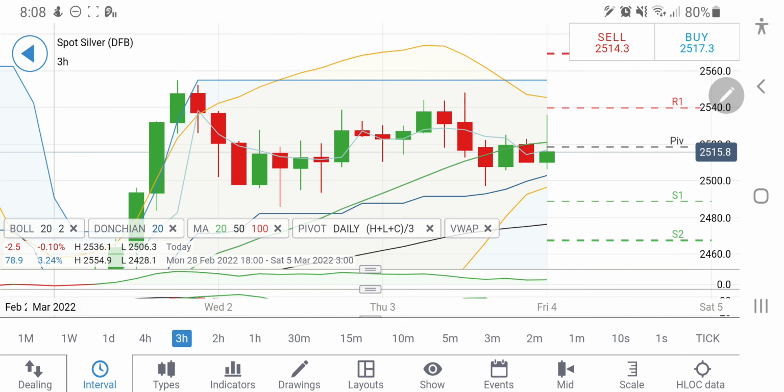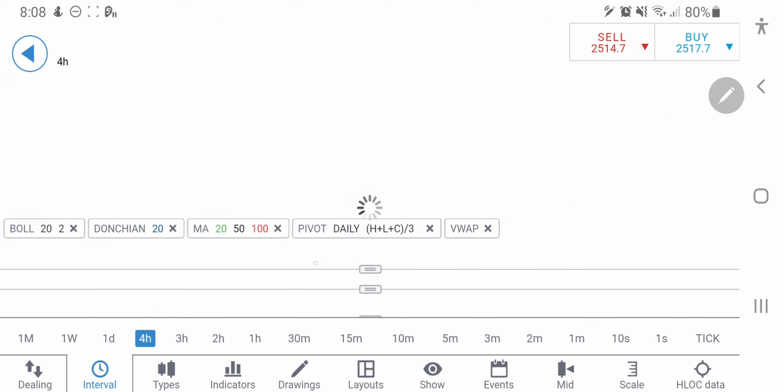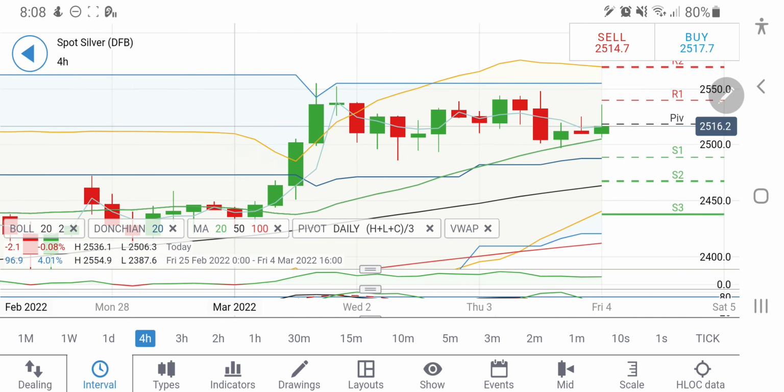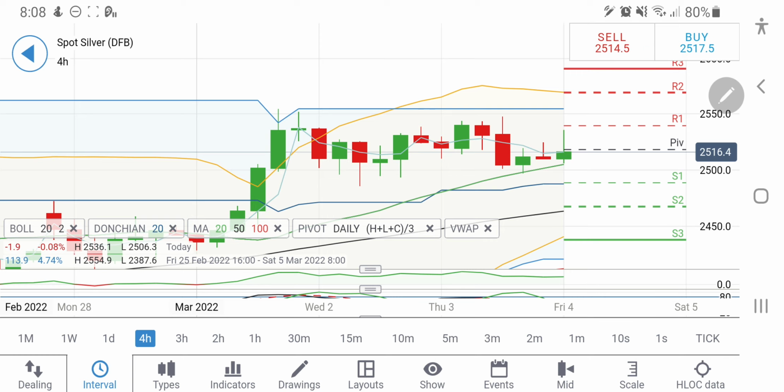The support on 3-hour charts similarly is at around 2510 levels, and on the upside there is a little resistance at 2520 levels. If it breaks this 2520 zone, one can go long. One can expect it to get the first target at 2540 and then 2550. Beyond that is definitely a bonus if it continues to rise.